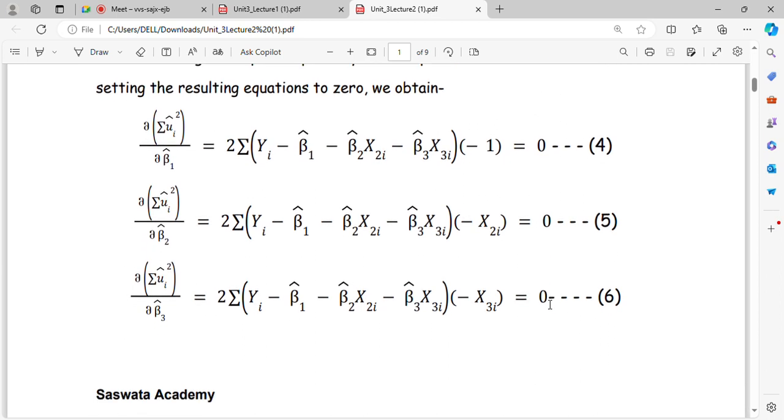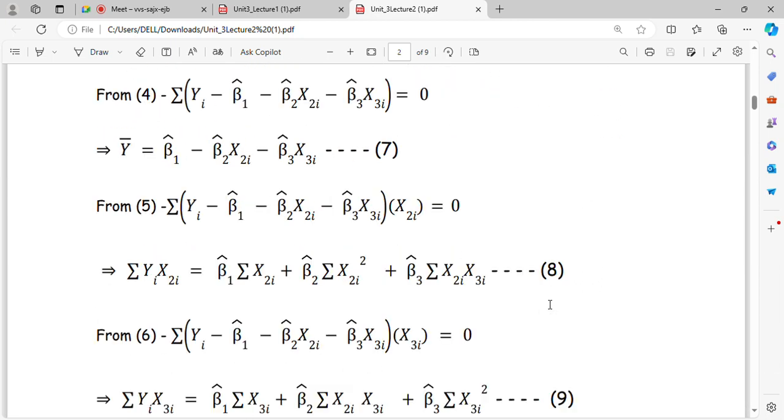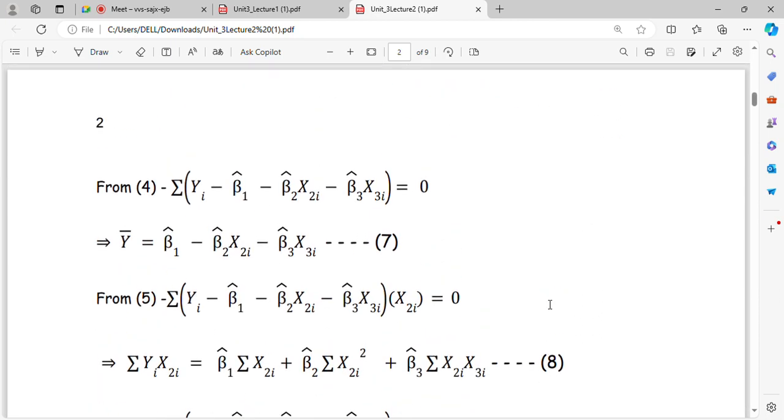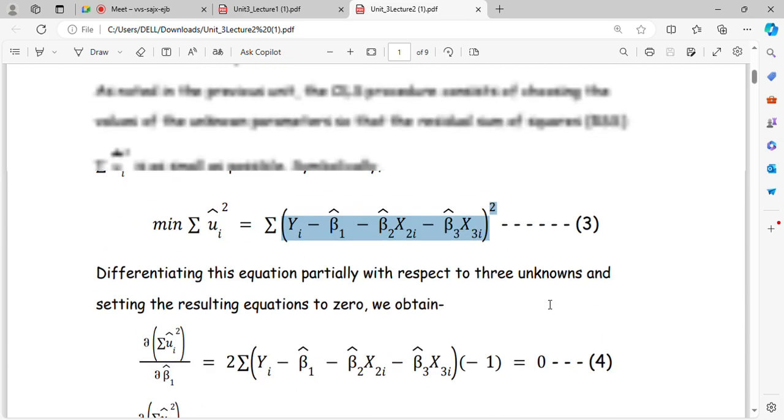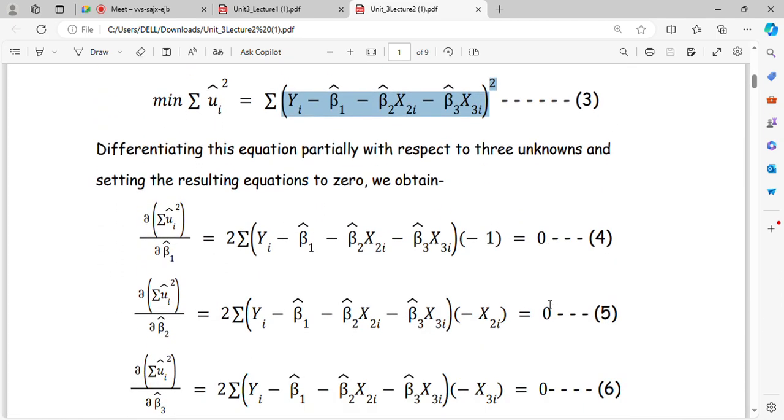So now if we solve equations 4, 5 and 6, we can easily get the values. From equation 4, summation 2 summation yi minus beta 1 hat minus beta 2 hat x2i minus beta 3 hat x3i equals to 0. Since 2 cannot be equal to 0 and minus 1 again cannot be equal to 0, that means this summation component must be equal to 0. This component has to be 0, right?